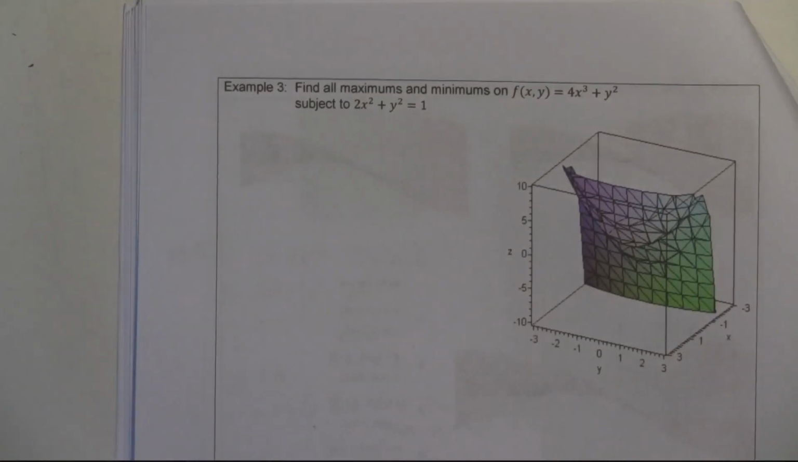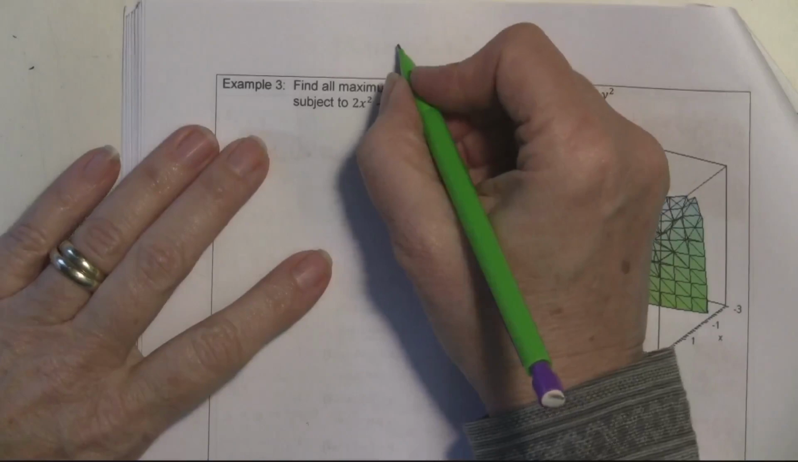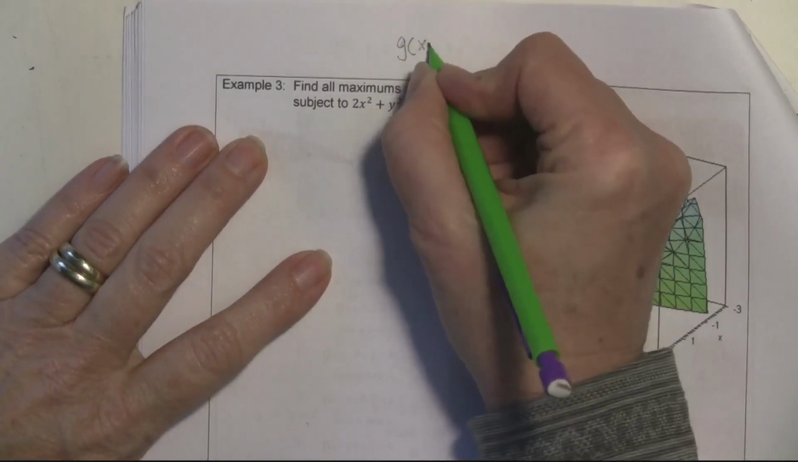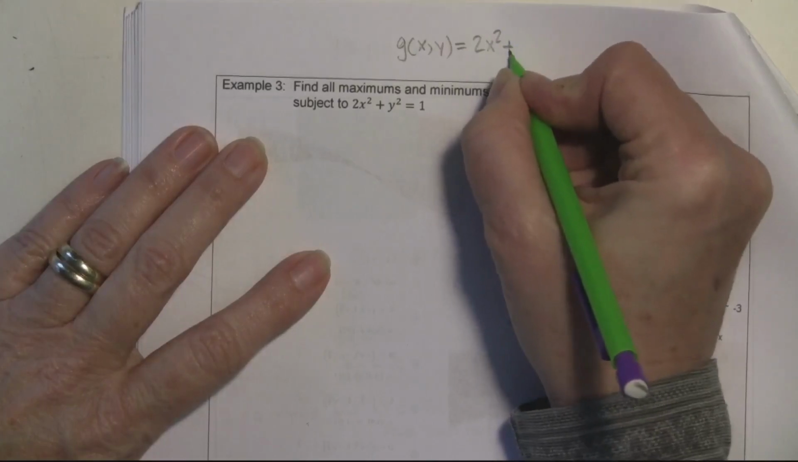Okay, so we're going to try this one. Hot diggity dog, you say. And so here we go. So we're getting a little bit used to it, I hope. So this is our G, which is our constraint. I just want to write it up here.